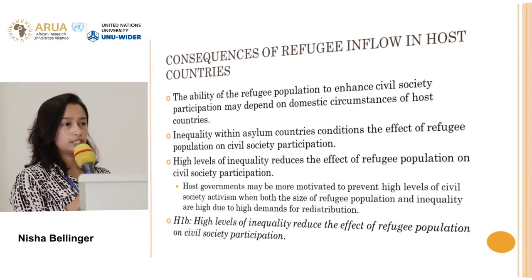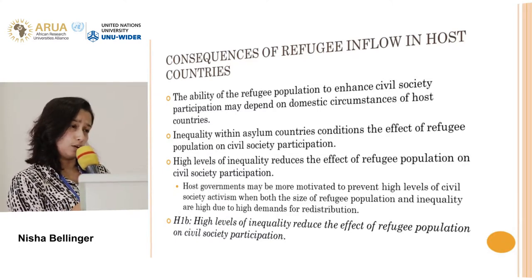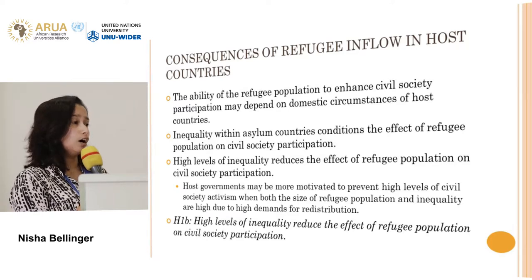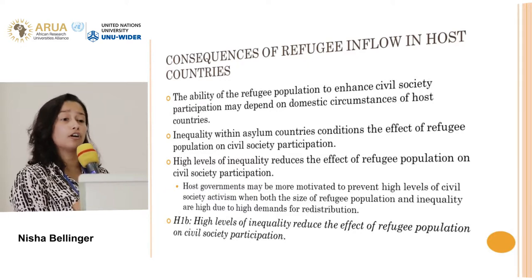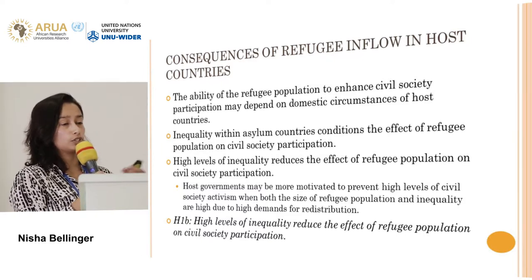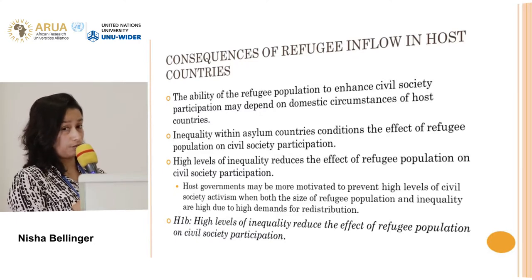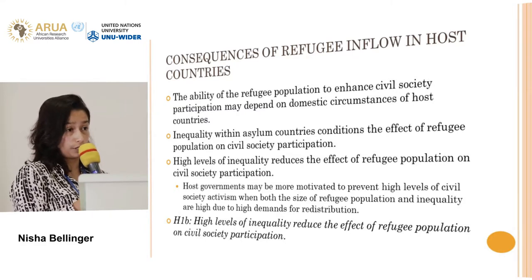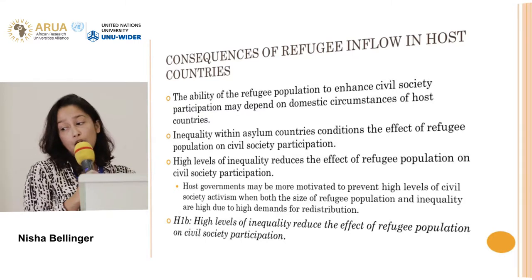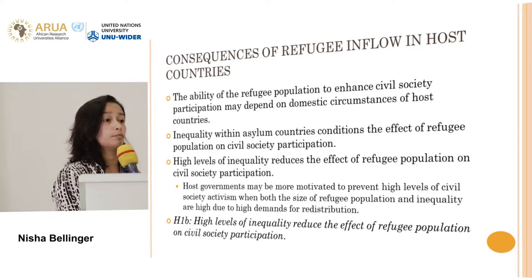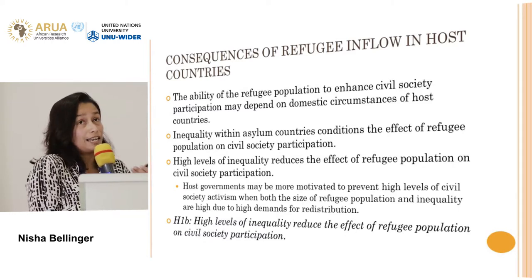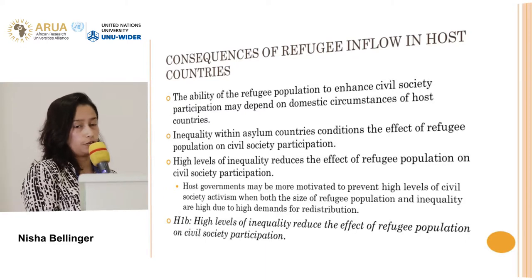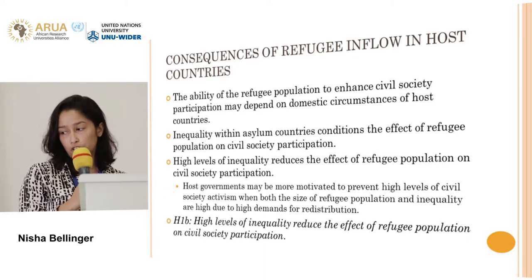If the host or the asylum country is one that also has high levels of inequality, the government may especially be hesitant to allow for high levels of civil society activism for fear of high levels of redistribution. So essentially, that puts a lot more pressure on the government, because now you have a circumstance where not only do you have high levels of inequality, which may put pressure for high levels of redistribution, but also the fact that you have a large refugee population may put additional pressures. So the two factors taken together, or high levels of inequality, may dampen the effect of refugee population on civil society activism.